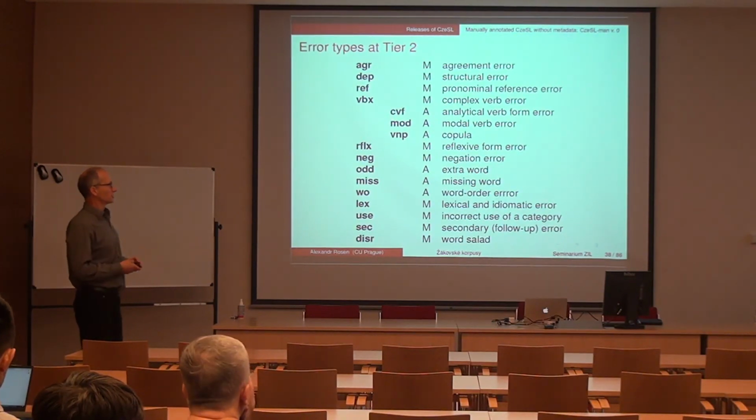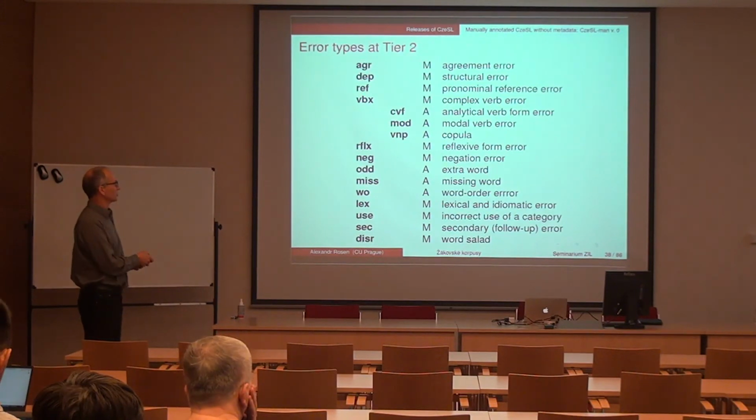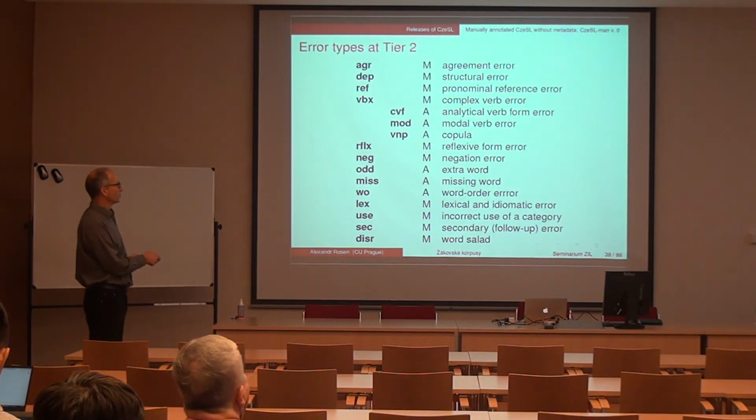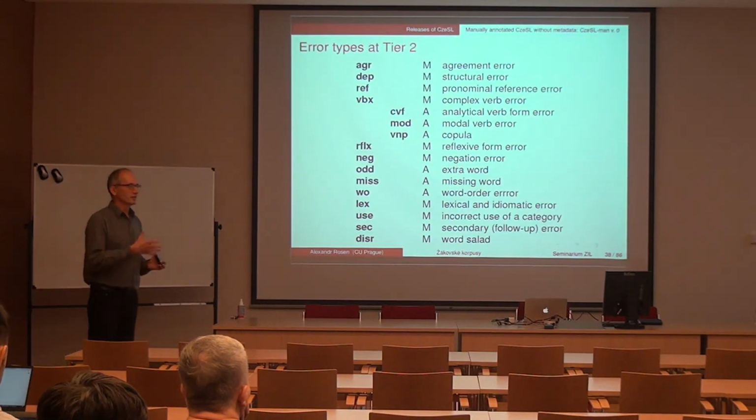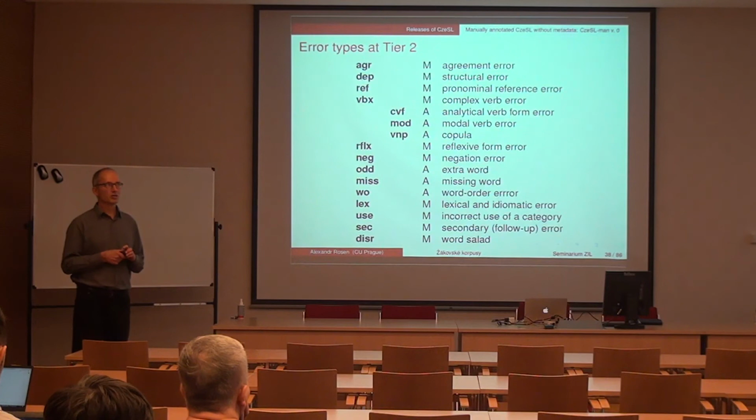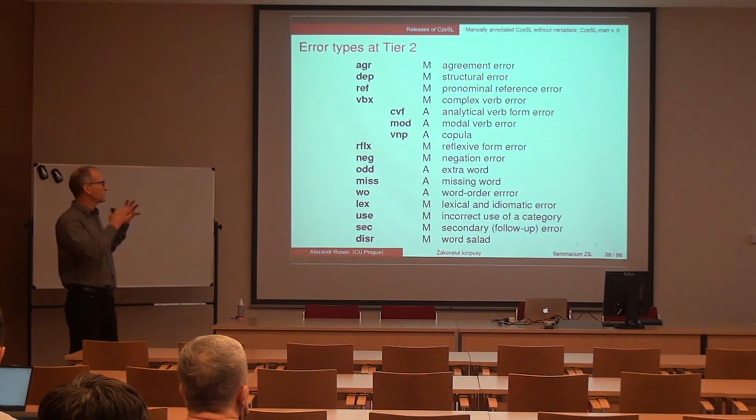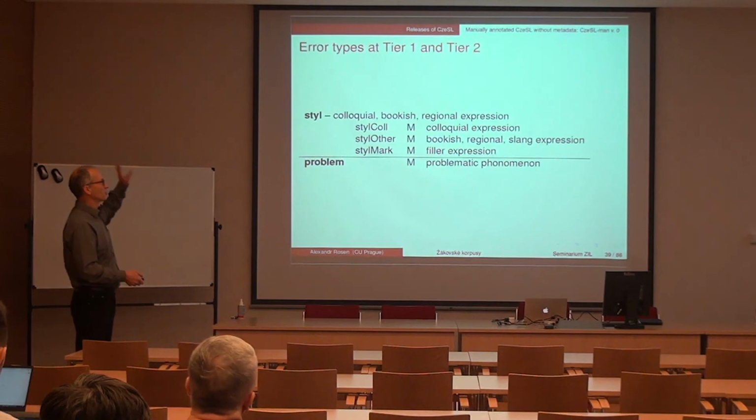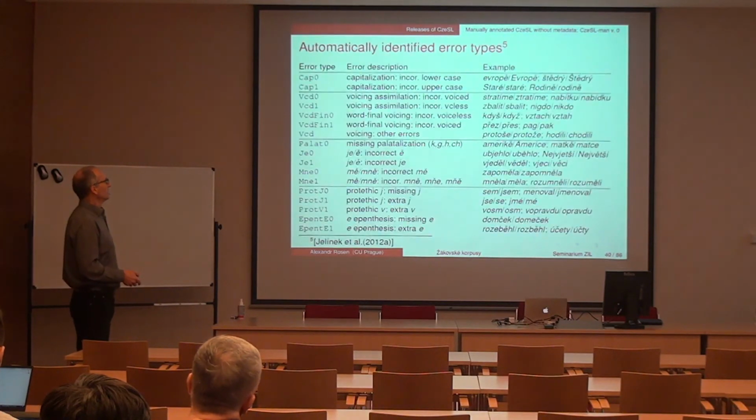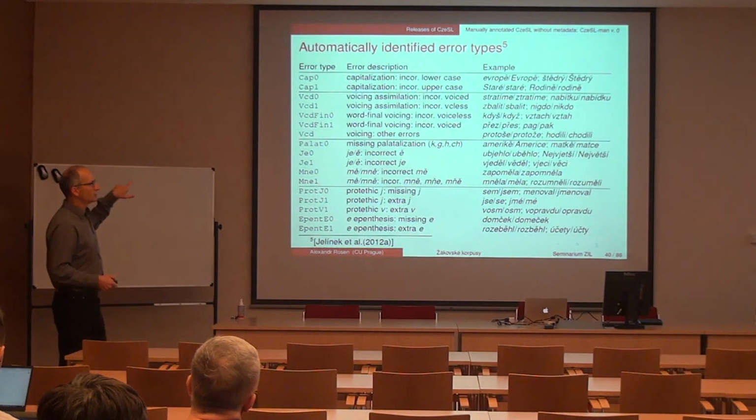So that's why it's called dependency. And then something for complex verbal forms, reflexive forms, missing word order, lexical errors, and so on. Well, this one is used for errors such as aspect, for example, where you cannot really fit it into some of those previous errors. And then something that's used for any level. These are error types that are assigned.